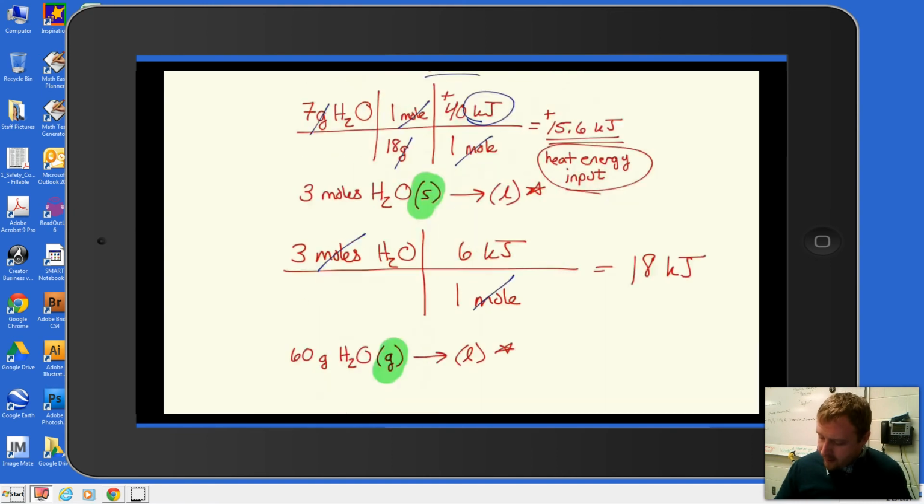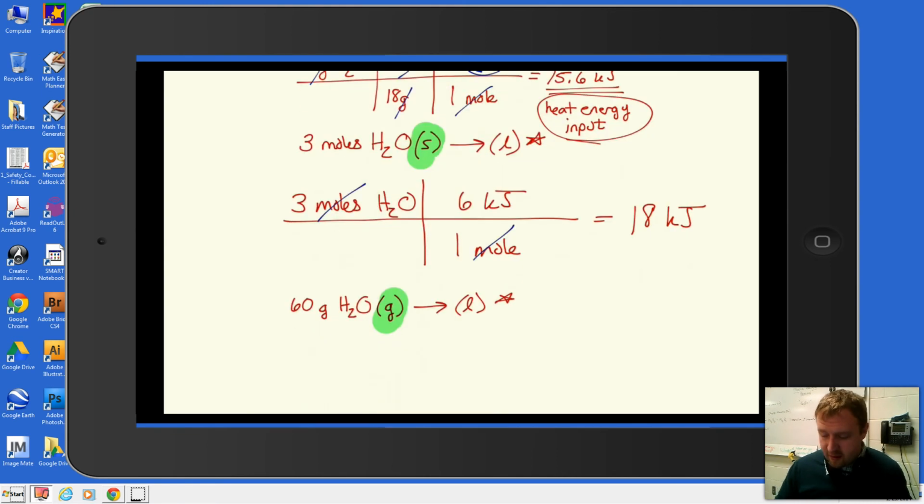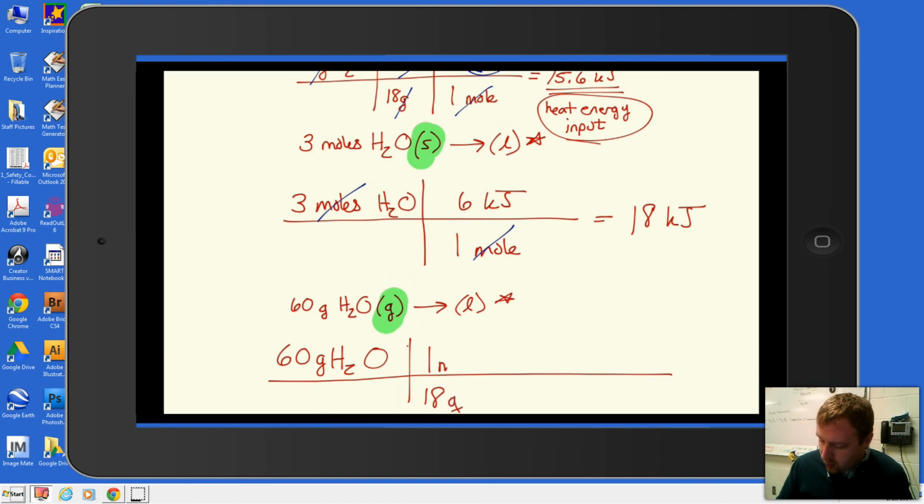So I go back and I say, well, that's easy to convert. So I'll use that 60 grams H2O. Like the first problem, I'm going to have to convert this to moles. So 18 grams of water per 1 mole. Okay, then I say for every 1 mole, it requires negative 40 kilojoules. Remember, we're going from gas to a liquid, we're using the molar heat of condensation, which is just the opposite, and it is a negative 40 kilojoules.